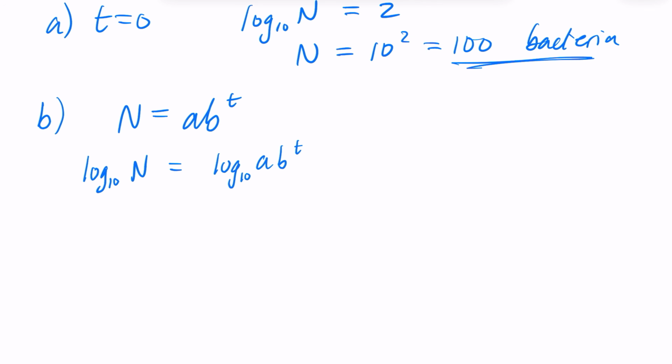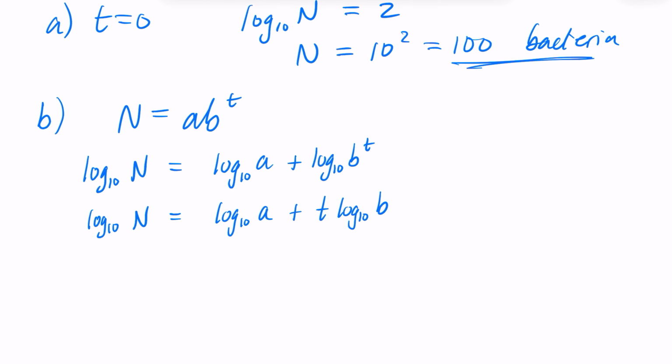I'm going to immediately apply one of the log laws, which is that these two things are being multiplied. So I'm going to write it as log base 10 of a plus log base 10 of b to the power of t, saving a bit of time. And then I can also rewrite the second part. I can put the t to the front with the power law so that we have this.